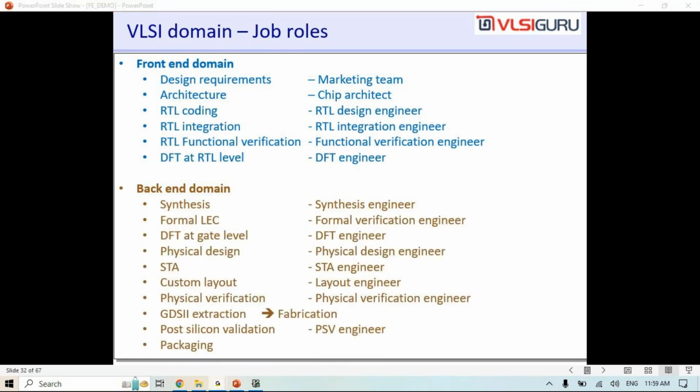So the point is, so many job roles are there. Like in house construction, we said around 10 to 12 job roles are there: plumber, painter, carpenter. Here also: architect, RTL design engineer, RTL integration engineer, functional verification engineer, DFT engineer, synthesis engineer. So different roles are there even in VLSI. You have to choose a domain which is of interest to you.